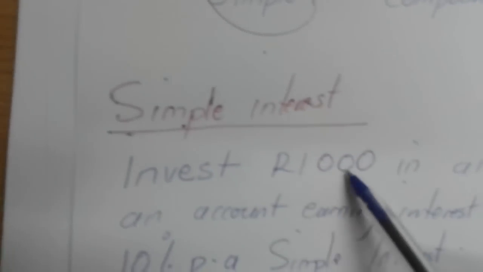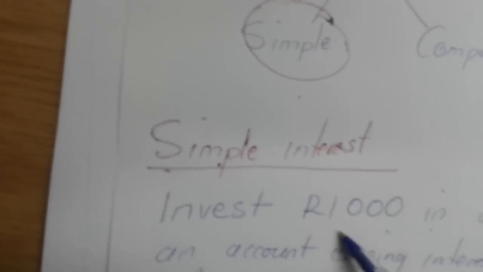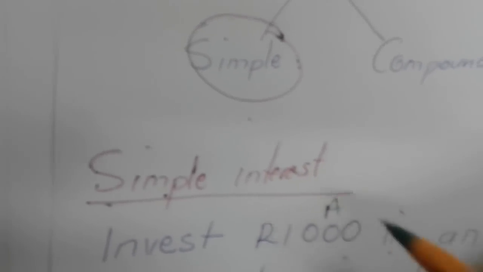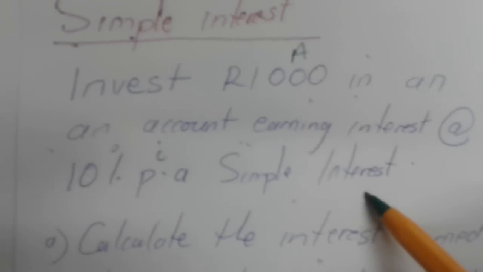You invest 1,000, so immediately you see this. Okay, this should be A. So this should be A, which is the amount invested. So you indicate there, that's your A. Right, in an account earning interest at 10% per annum. So of course this should be your small i, simple interest, right?